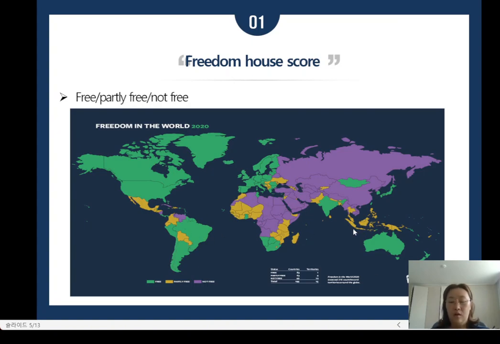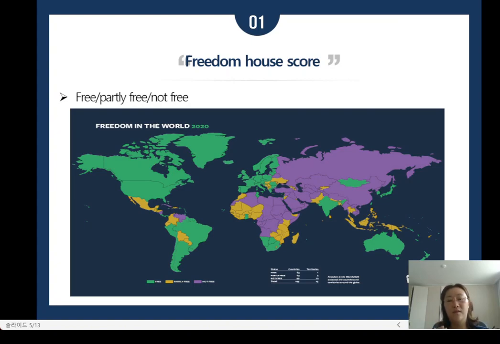So partly free countries are like that. Either they have elections, but the elections are not really free and fair, or they do not have elections, but there are some freedoms within the government. So there are checks and balances within the government. That's not a free country, but a partly free country.